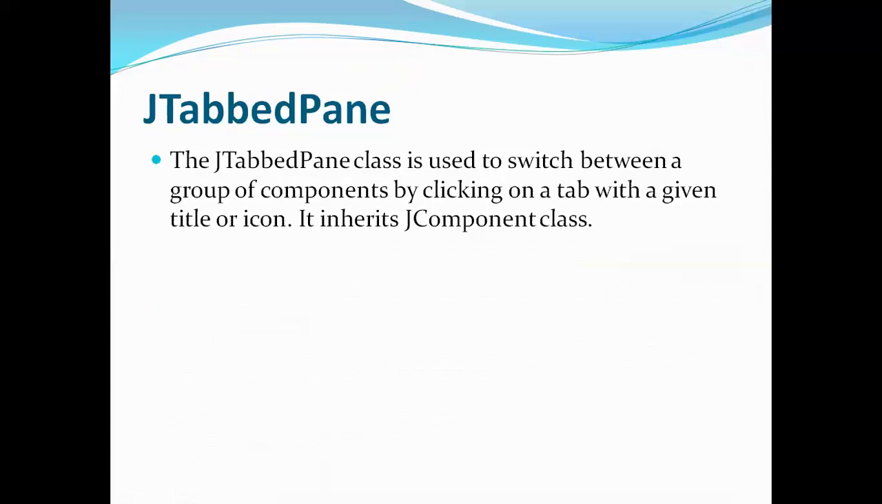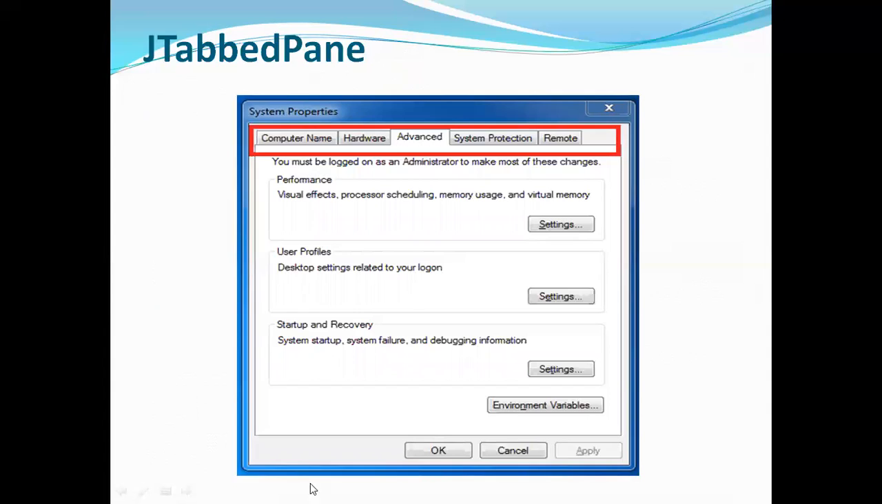Now let's see the next component of swing class. The next one is JTabbedPane. So let's see what JTabbedPane is. I'll show you the diagram first. So this is the JTabbedPane.